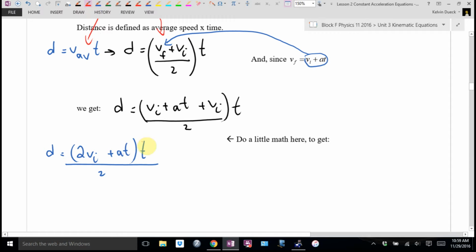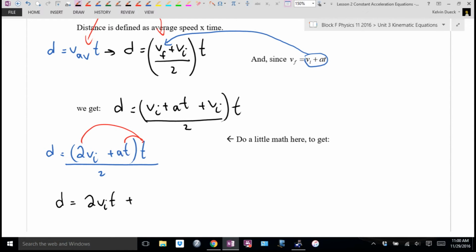Now I'm going to go like this. Dunk, dunk. Let's times that T in. 2 times VI times T is going to be 2 VIT, plus A times T times T. How can I write T times T a little shorter? Yeah, I'm going to get AT squared. And that's all over 2.